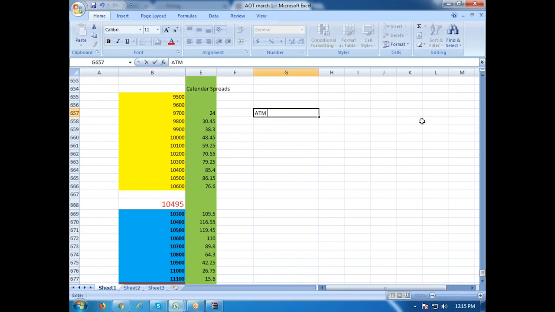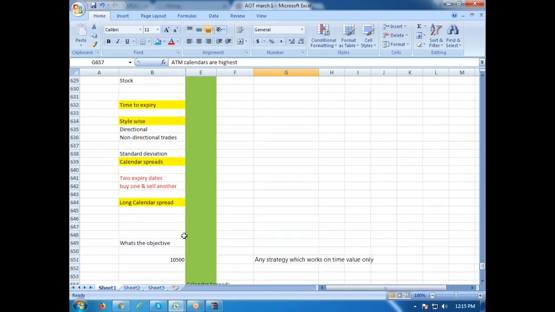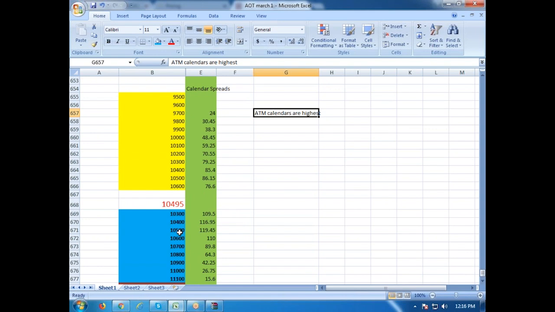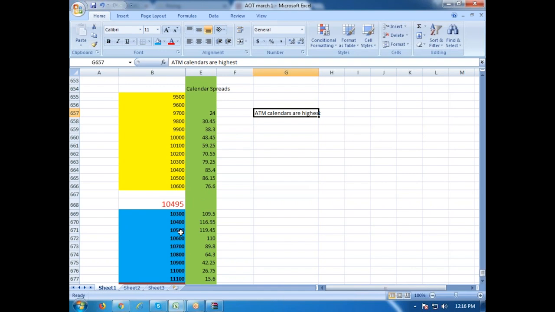So can I write ATM calendars are highest? There is no doubt in this statement. ATM calendars are highest, no doubt in this statement. Now let me bring back that logic. Why do I want the calendar spreads? What's the objective? Objective was I want the underlying to come to my strike price and stay there. Okay, makes sense. If your strike becomes ATM and it expires like that, so calendar price will be highest.